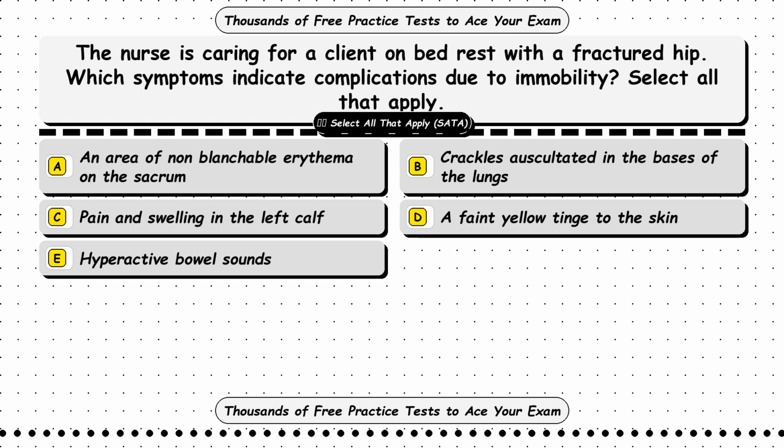Question 42. The nurse is caring for a client on bed rest with a fractured hip. Which symptoms indicate complications due to immobility? Select all that apply. Option A, an area of non-blanchable erythema on the sacrum. Option B, crackles auscultated in the bases of the lungs. Option C, pain and swelling in the left calf. Option D, a faint yellow tinge to the skin. Option E, hyperactive bowel sounds.